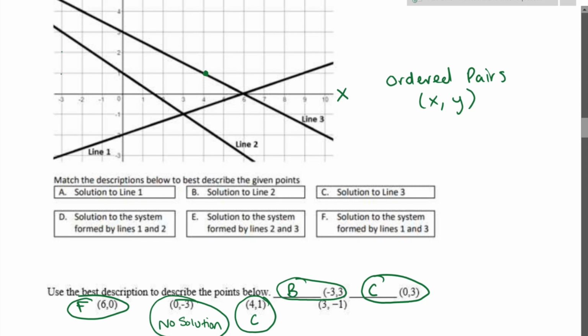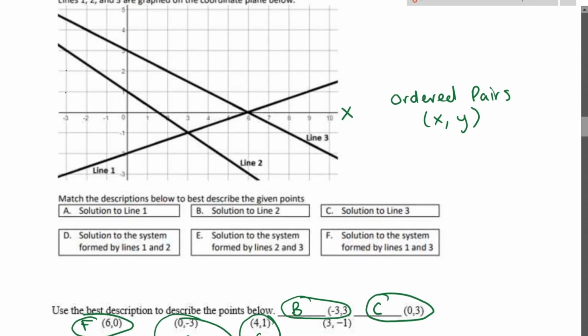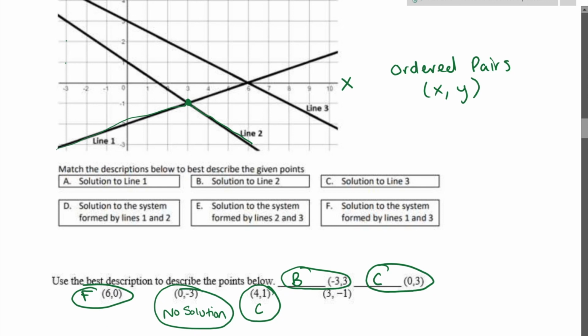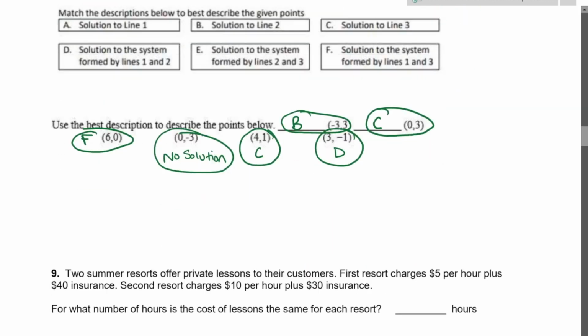And last but not least, 3 and -1. So 3 is on the x-axis, and -1 is down here. Look at that, that's another point of intersection. So what lines are intersecting? It's line 1 and line 2. So that's the solution to line 1 and 2, and that's D. All right, very easy. You should all be able to get that. Okay, let's move on to question 9.